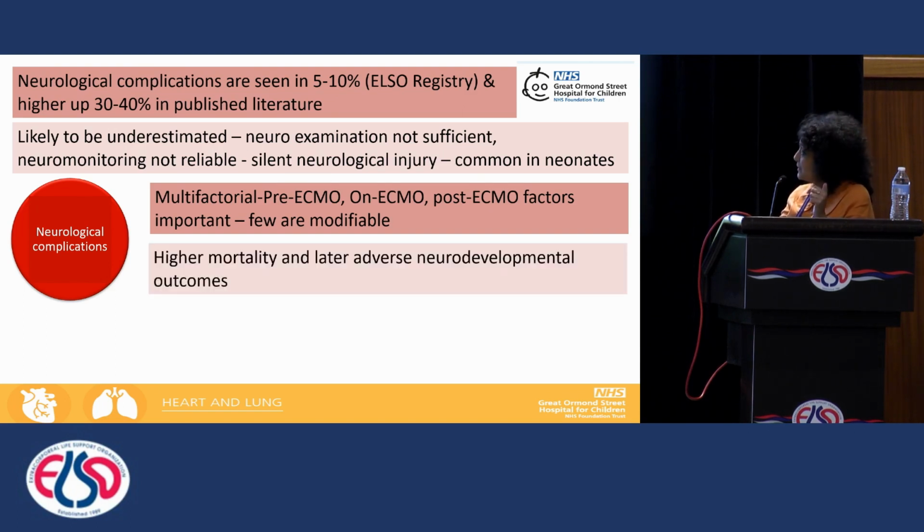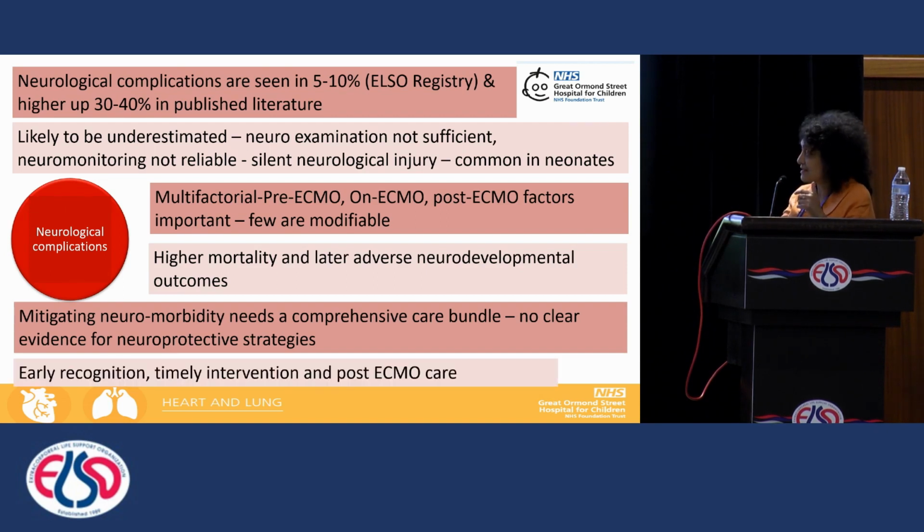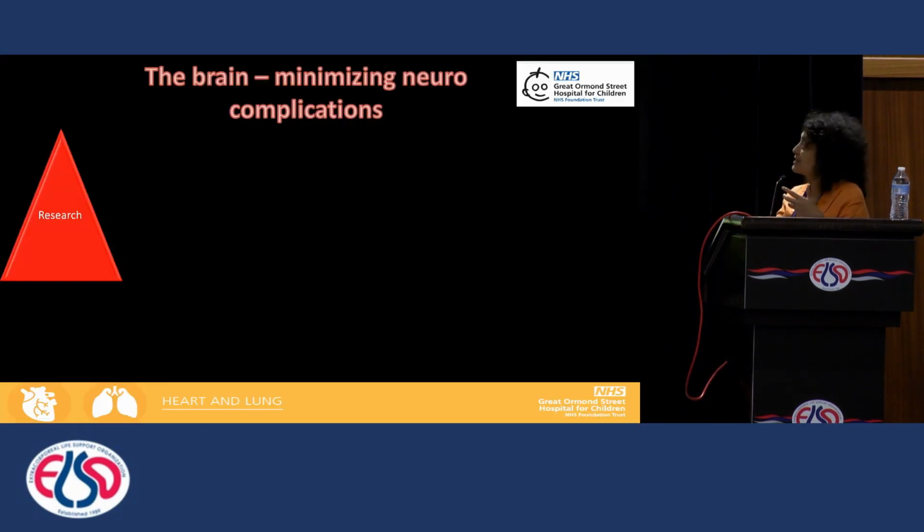Few are modifiable. We know that those who have neurological complications have higher mortality, and those who survive will have later adverse neurodevelopmental outcomes. Mitigating neuromorbidity on ECMO needs a comprehensive care bundle, and there is no clear evidence as such for neuroprotective strategies. Early recognition, timely intervention, and post-ECMO care are crucial. But what can we do as an ECMO community? How can we reduce this?